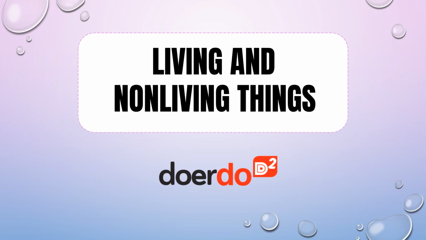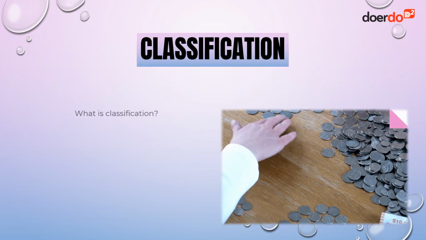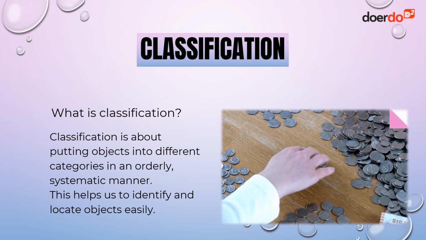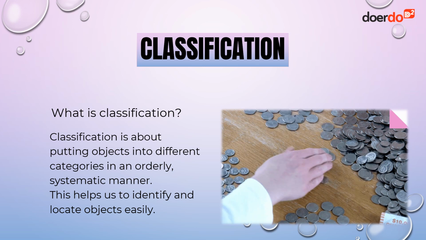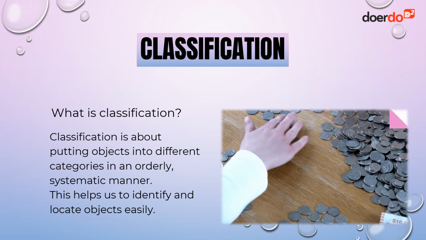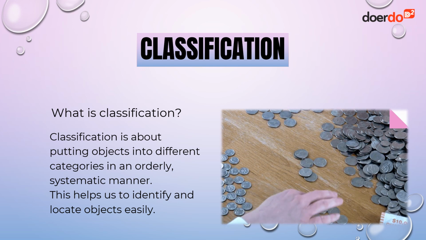Hello, in today's lesson, we'll be going through living and non-living things. So for living things and non-living things, how do we tell the difference? The way we can tell the difference or separate between our living things and non-living things will be using classification. So what is classification?